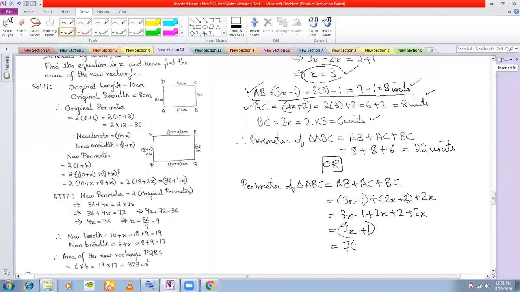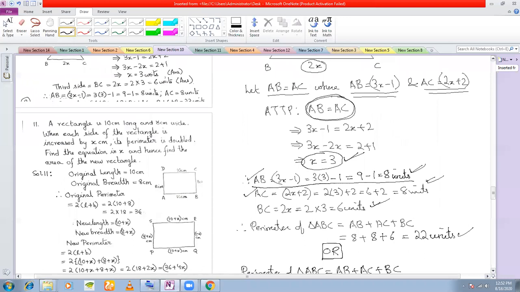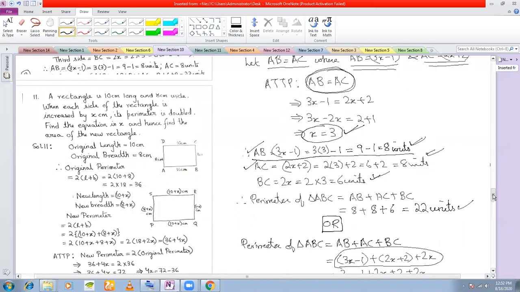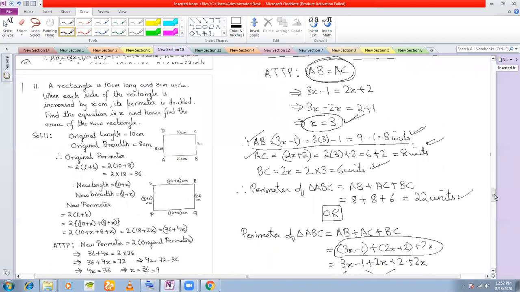Now I put the value of x. What is the value of x I have found out? I found this to be 3. 7 into 3 plus 1, which is 21 plus 1, which is 22 units. So you either find the lengths individually and then add up to get 22 units, or you find the sum from the algebraic expressions to get 7x plus 1, and then finally you put the value. But this condition will give you the value of x. Any questions? No, sir. See the next one, number 11.